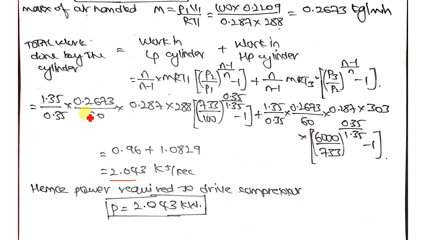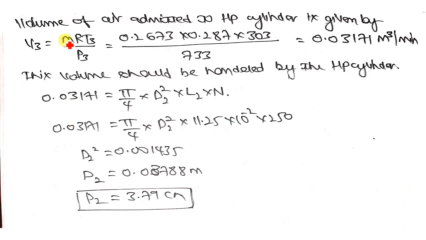Next, you need to calculate the volume of air admitted to the HP cylinder. First you have to calculate the cylinder diameter, that is, the diameter of the HP cylinder. How will we do it? You have to follow this procedure. Now V3 is equal to mR T3 divided by P3, correct? You know the values of T3 and P3. Calculate the volume flow rate at state 3.